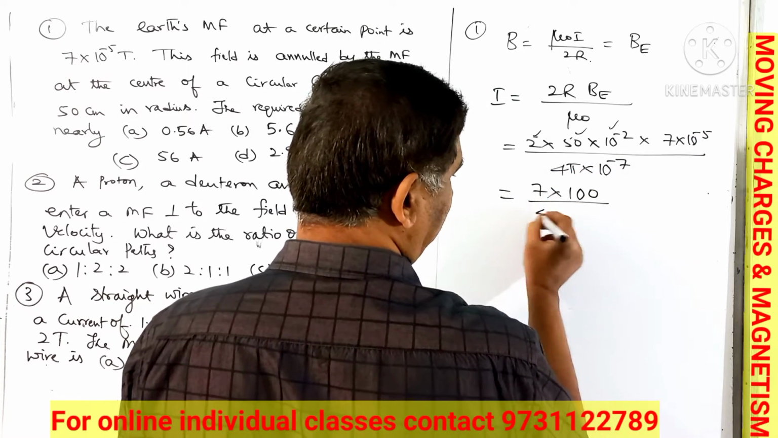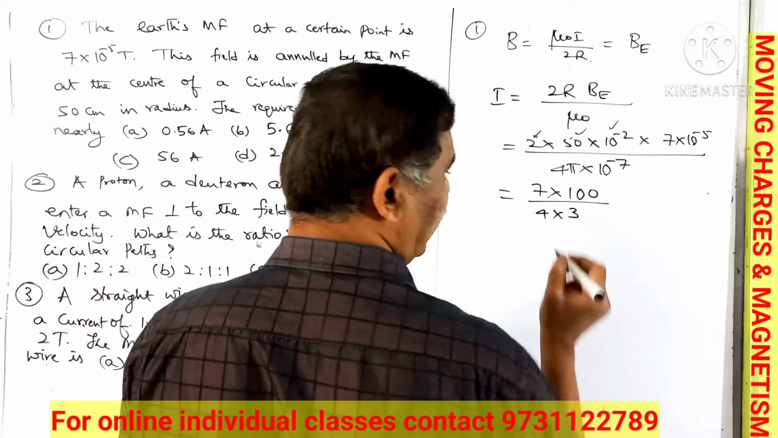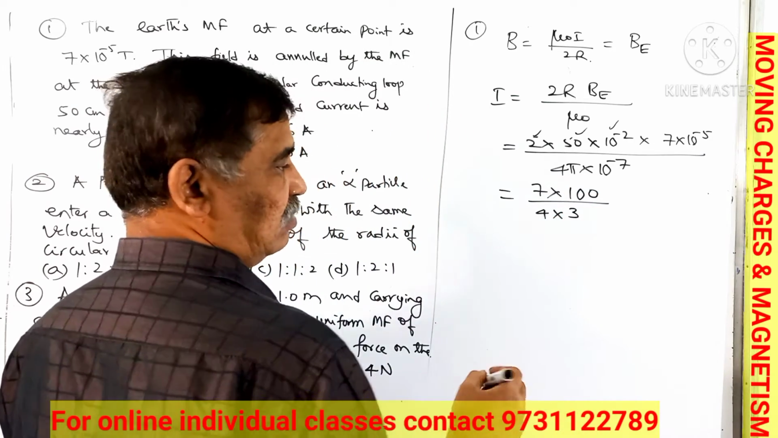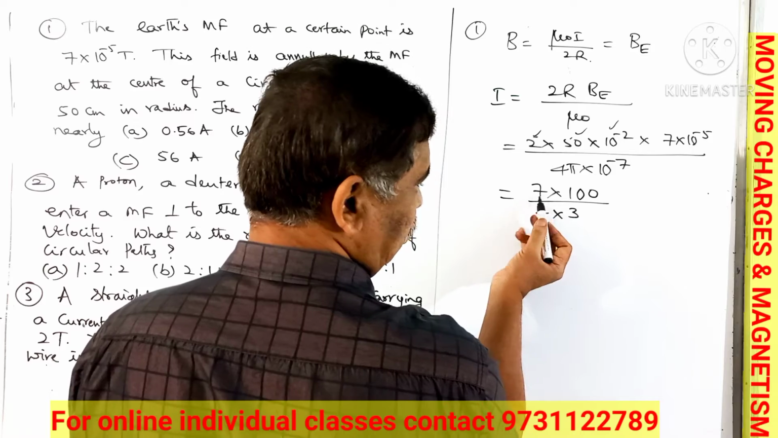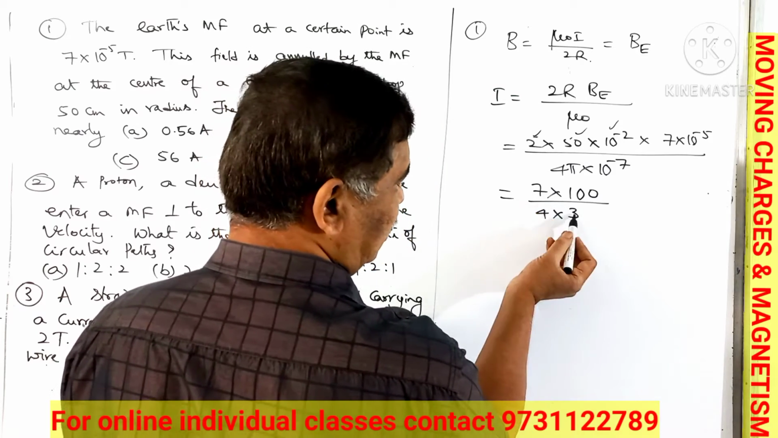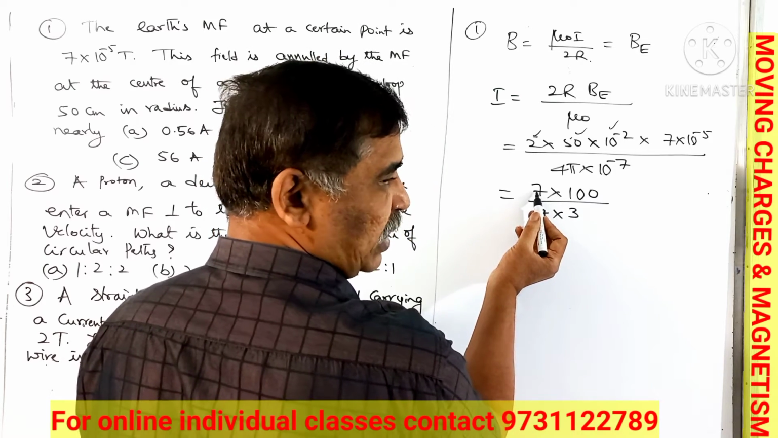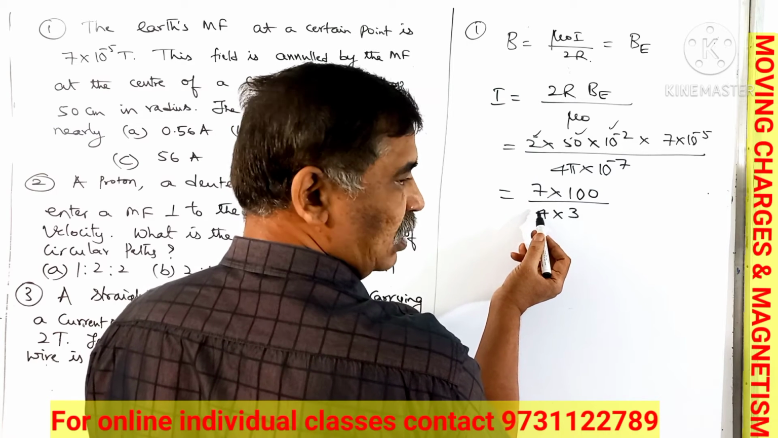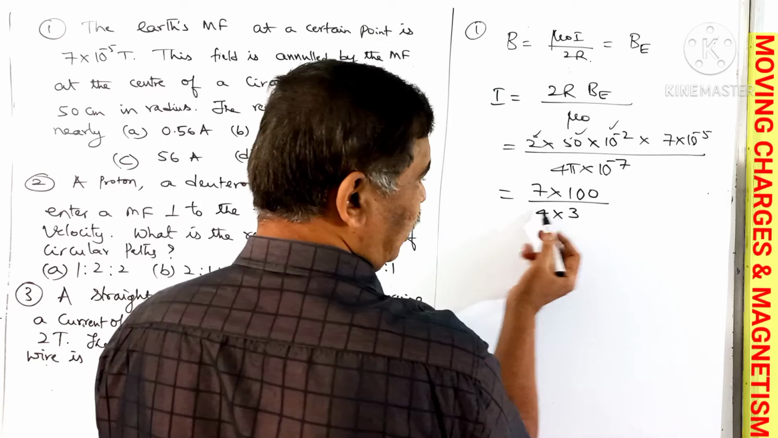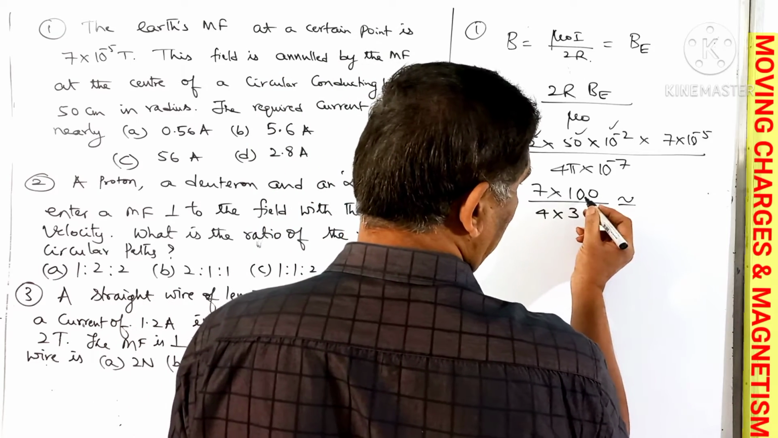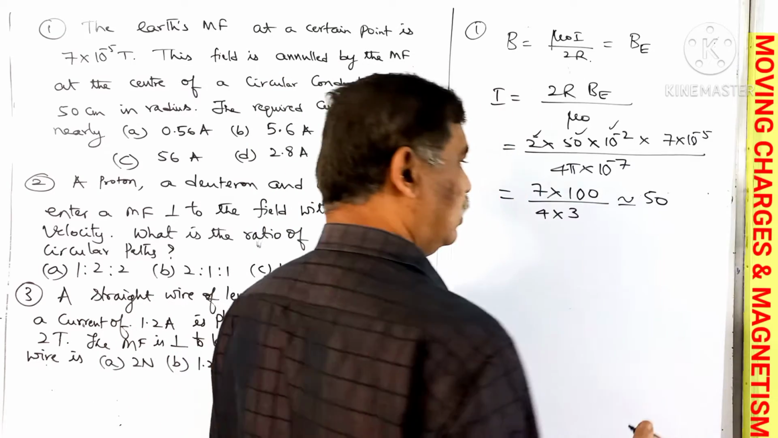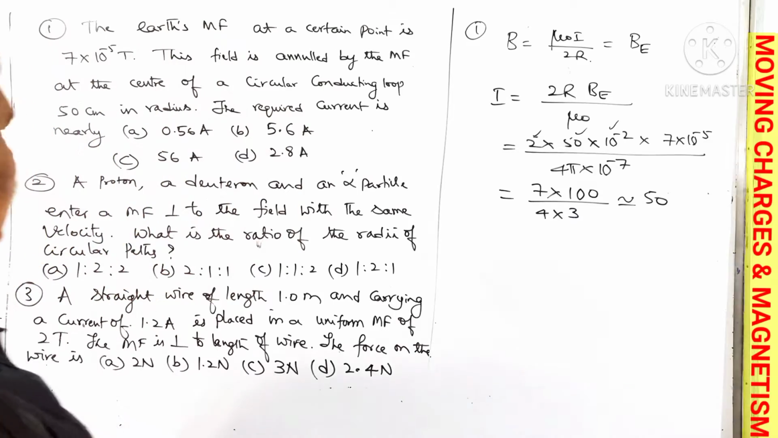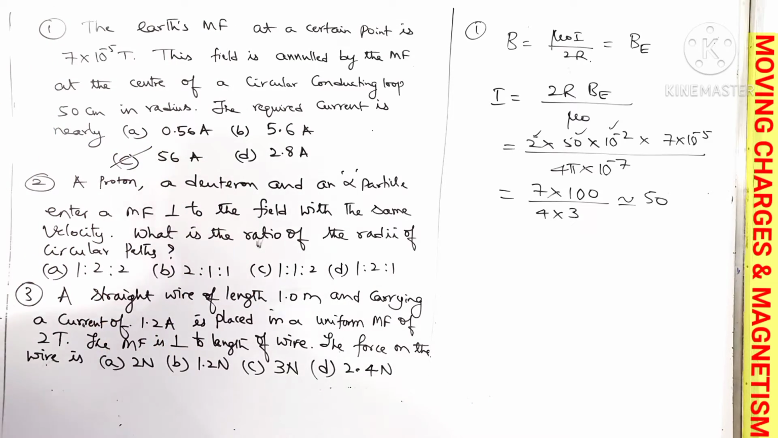That is divided by 4 pi. Pi, approximately I take it as 3. That's all, just approximate calculations. 7 by 3 is around 2 point something, I will take it as 2. 2 by 4 is nothing but 1 by 2, that is 0.5. So 0.5 into 100, so around that. The nearest answer for this one is 56 ampere. C is the answer.